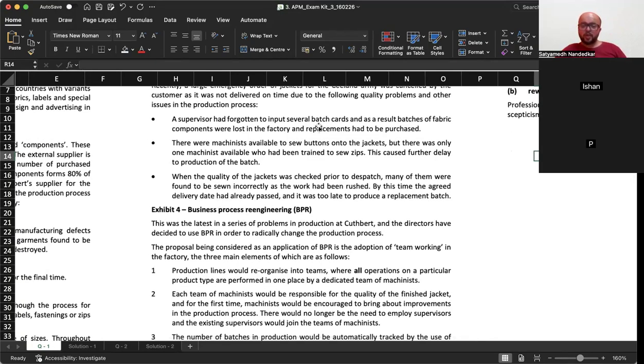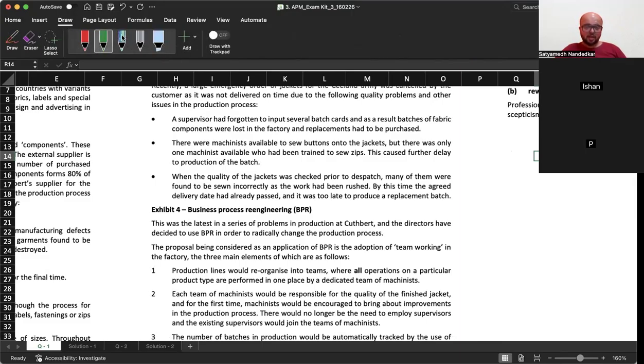The supervisor had forgotten to input several batch cards. What was the issue here? Identify the issue. He forgot. Forgotten to input several batch cards, and as a result batches of fabric components were lost.